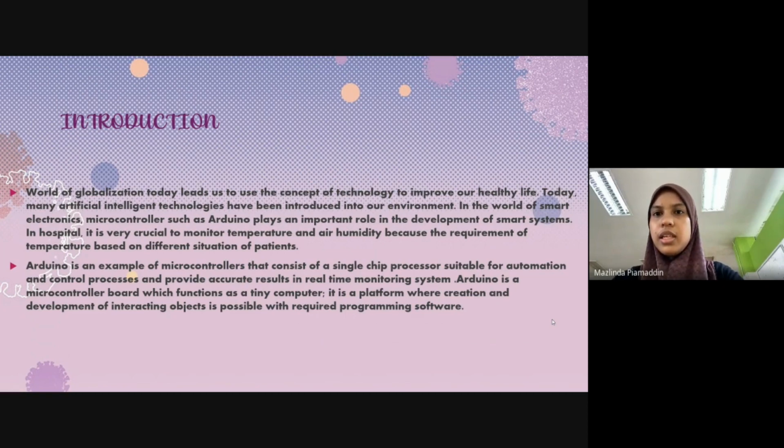In hospital, it is very crucial to monitor temperature and air humidity because the requirement of temperature is based on different situations of patients. Arduino is an example of microcontrollers that consist of a single chip processor, suitable for automation and control processes, and provide accurate results in a real-time monitoring system. Arduino is a microcontroller board which functions as a tiny computer. It is a platform where creation and development of interacting objects is possible with the required programming software.